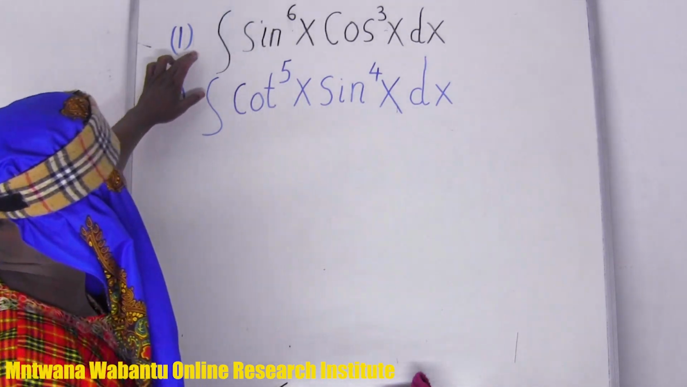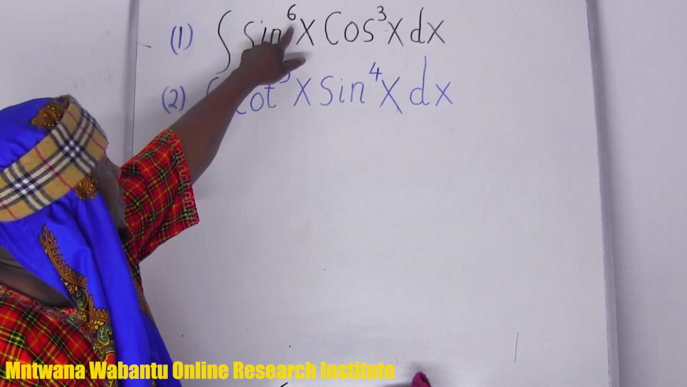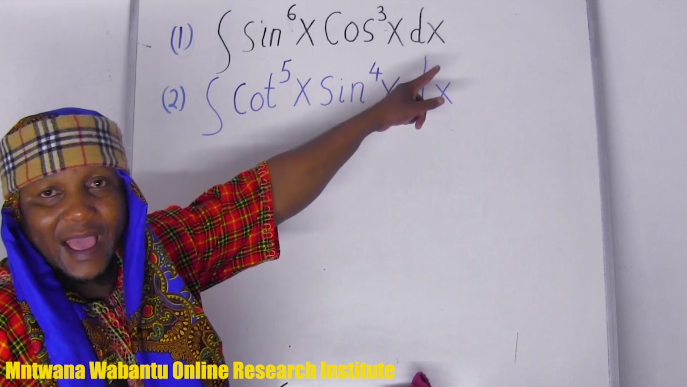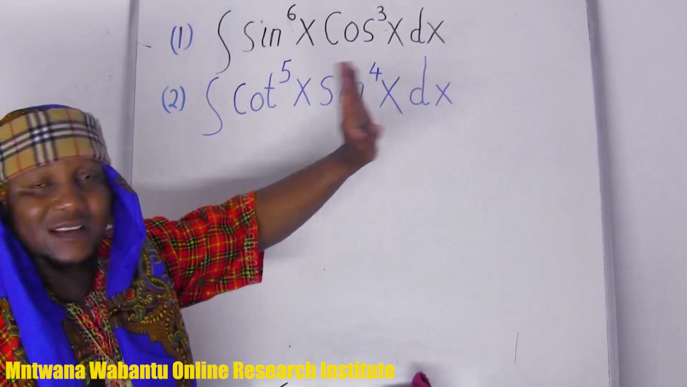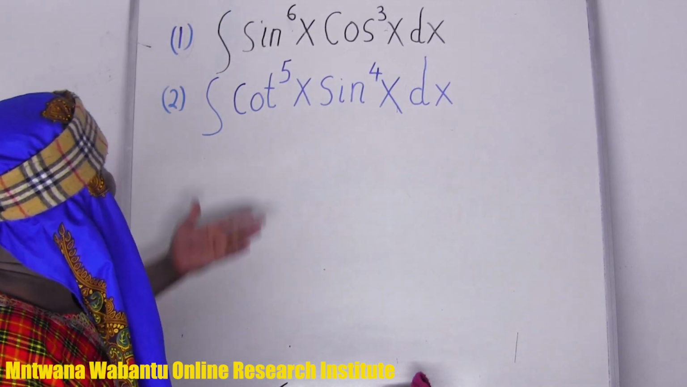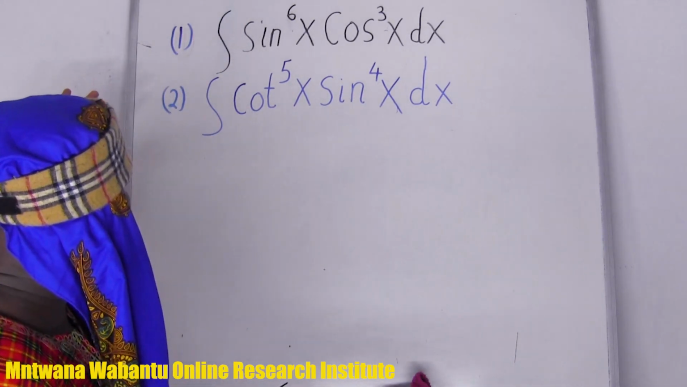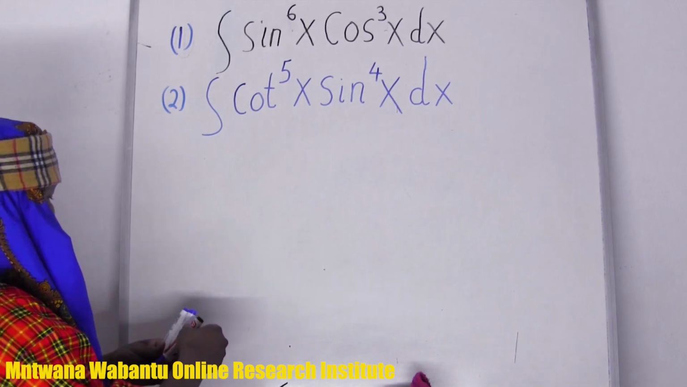So let's say the first question is the integral of sine power 6x cos power 3x dx. The second one is the integral of cot power 5x sine 4x dx. Which one should I start with? Let me start with the second one so we can have some space.